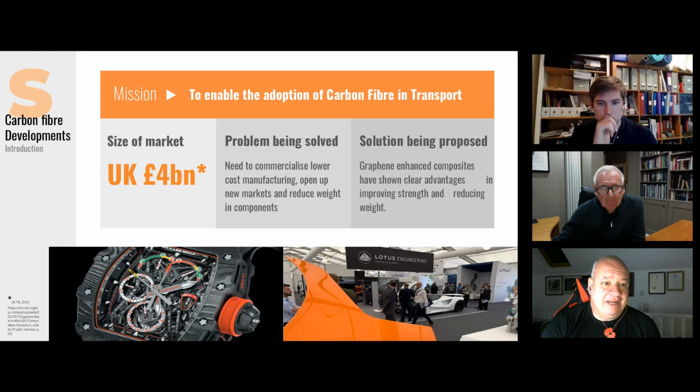But what we're aiming at here, and what we're seeing from our customers, is that graphene has a part to play in carbon fiber, especially around transport. And that's driven by the need to lightweight structures as we move more towards electrification. But also, we've seen that this is a big market which is continuing to develop, not only in the automotive industry, but in the aerospace industry.